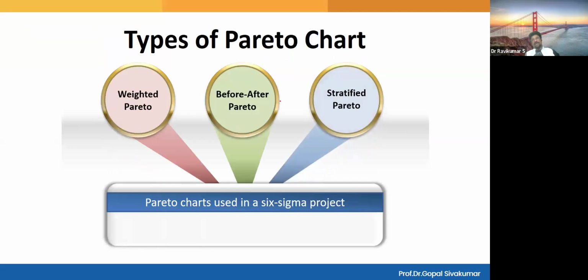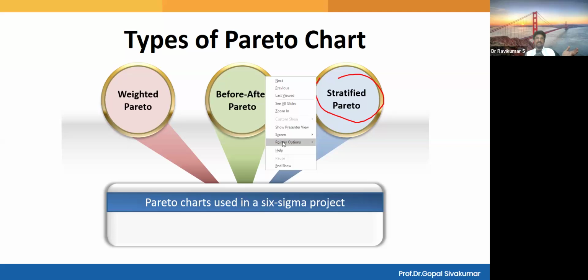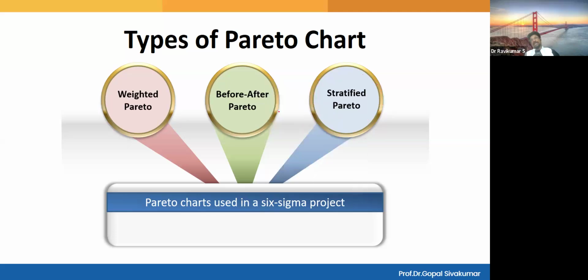Then comes the before after. You already know about the stratified Pareto, right? Then comes the before after Pareto. What is before after Pareto? Before implementing the solution or the changes, what is the defect level? And after doing that, what are the defect numbers? Was there any difference in them? In order to highlight the difference, we are using the before after Pareto.